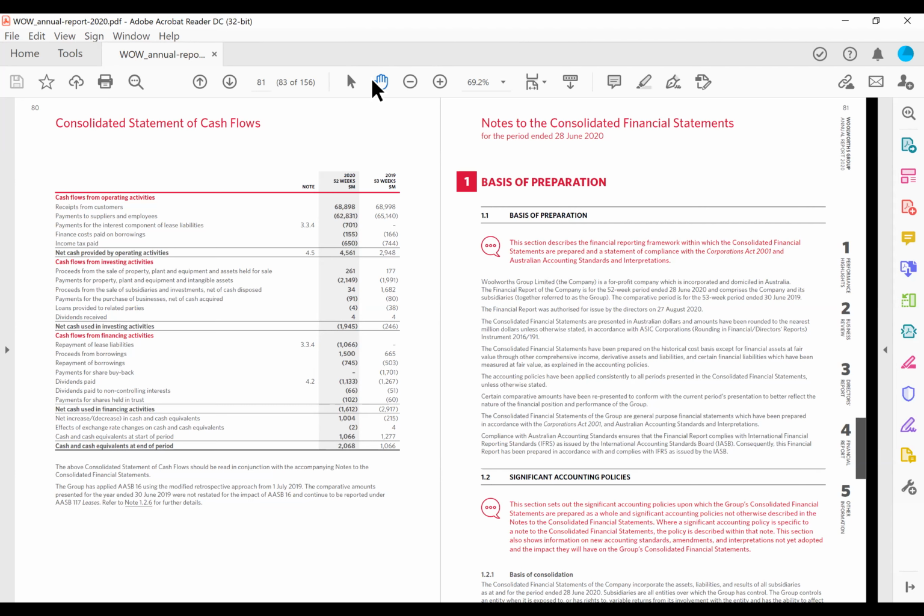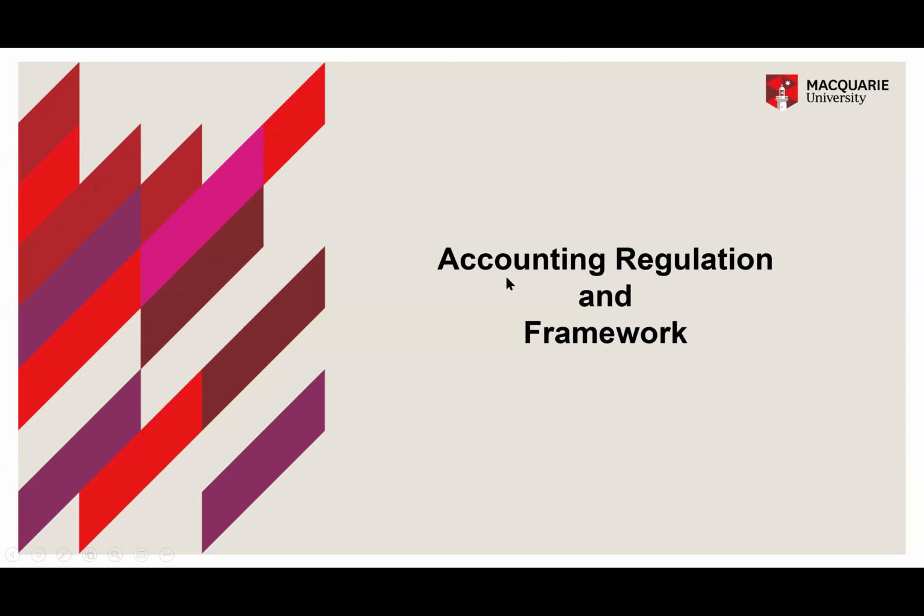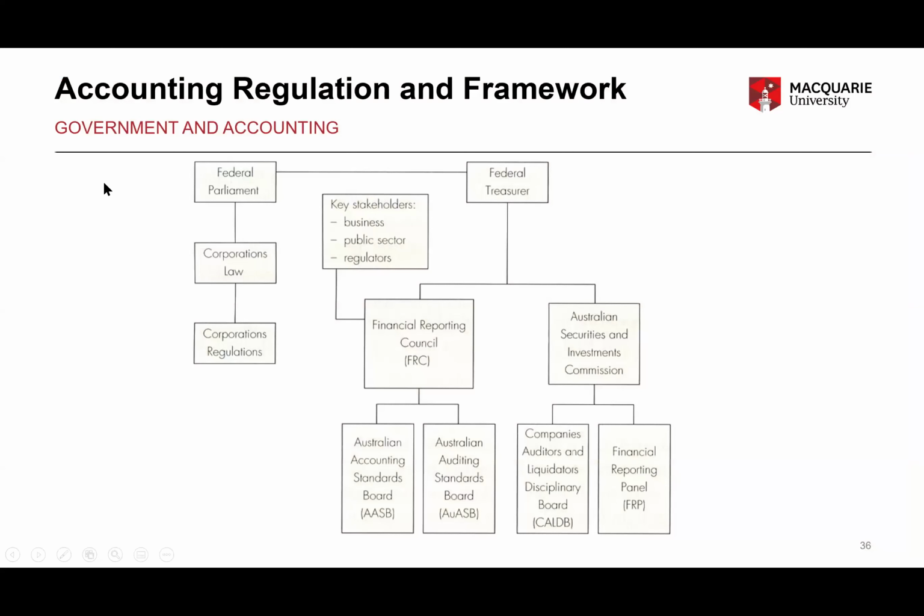All right, so I'm going to go back now to the slides. We're up to this point here where we're just going to look at the regulatory environment for accounting, and first of all focusing on government regulations. So this chart that we're seeing shows different types of government agencies that are involved in accounting regulation.